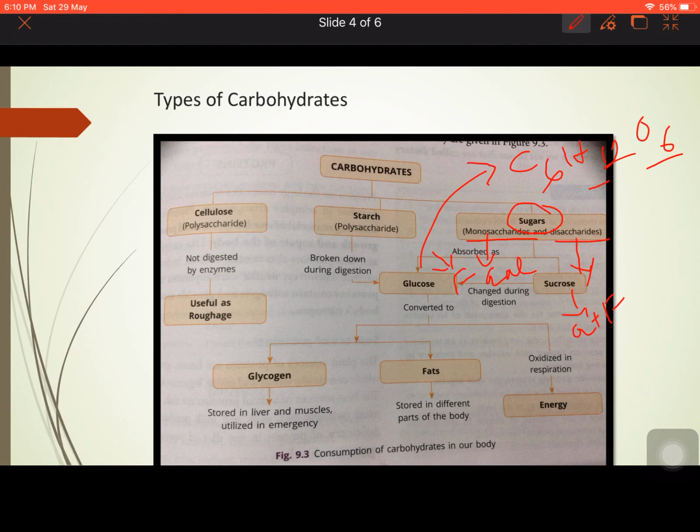Now where is it present? We find glucose in honey and sweet fruits, and it is very readily digested. As it is a monosaccharide, a simple molecule, it is easily digested and transported to the blood and to various cells of the body.